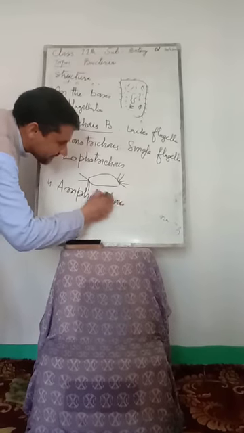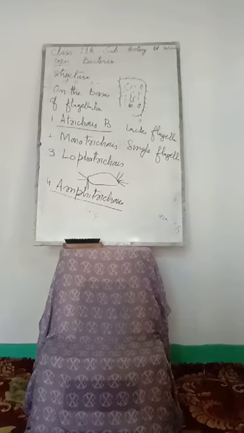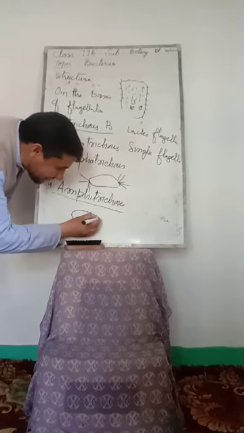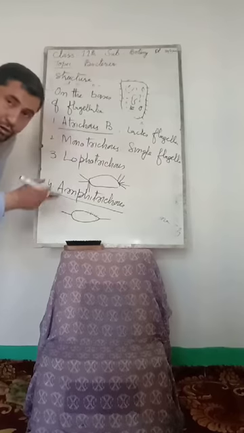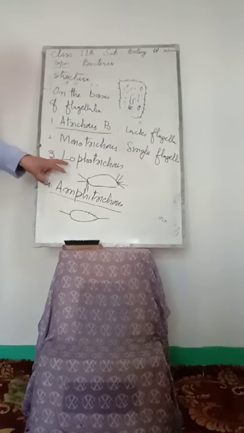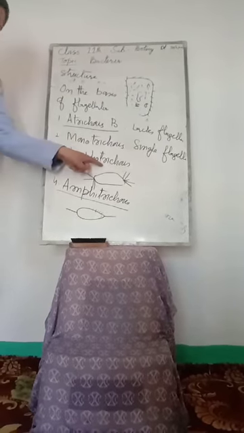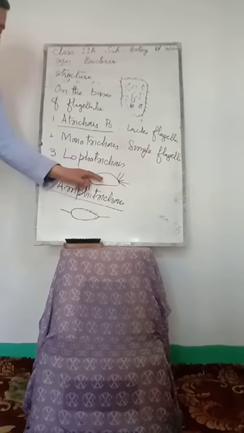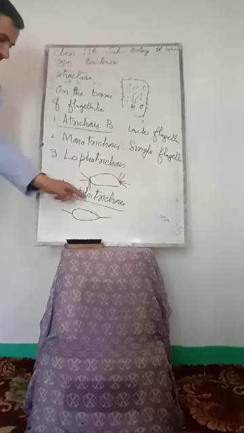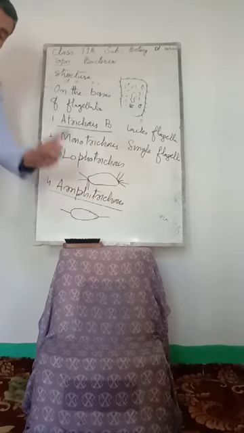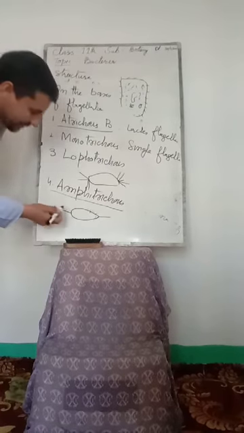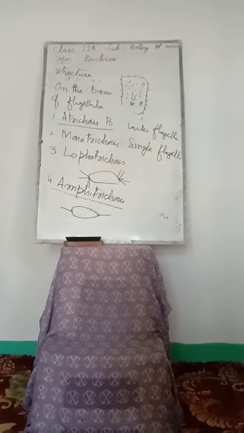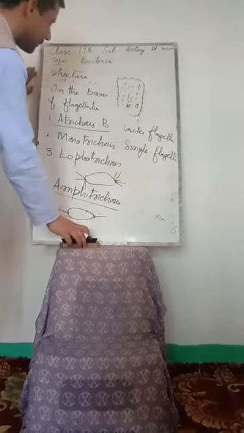Amphitrichous bacterial cell means when only a single flagellum lies at both ends of the bacterial cell. Remember this: in Lophotrichous, a tuft of flagella lies at both ends of the bacterial cell, while in Amphitrichous bacteria, only a single flagellum lies at both ends.